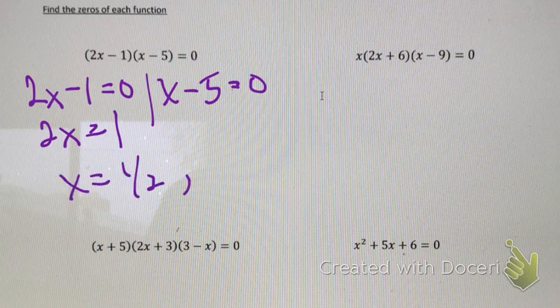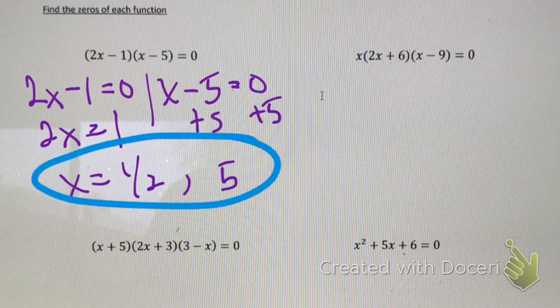And then over here, if x minus 5 equals 0, you add 5 to both sides. x equals 5. Those are the two places where that value of y will be equal to 0, and therefore they're two solutions to that equation. And on a graph, those are two of the points where y is 0.